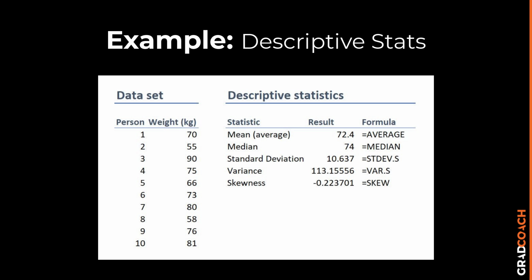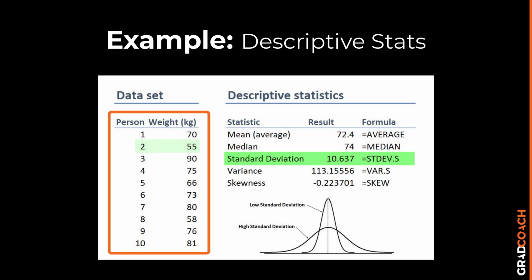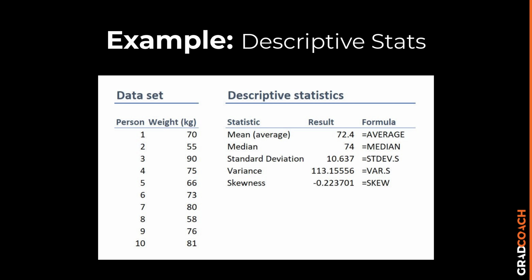Next up is the standard deviation. 10.6 indicates that there's quite a wide spread of numbers. We can see this quite easily by just looking at the numbers, which range from 55 to 90. This is quite a stretch from the mean of 72.4, so we would expect the standard deviation to be well above 0.